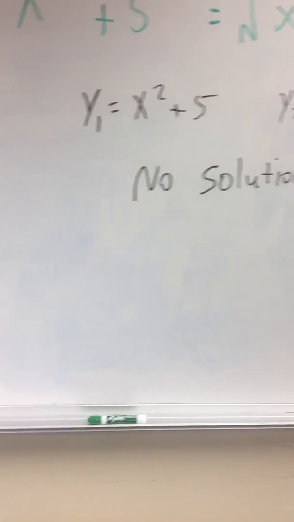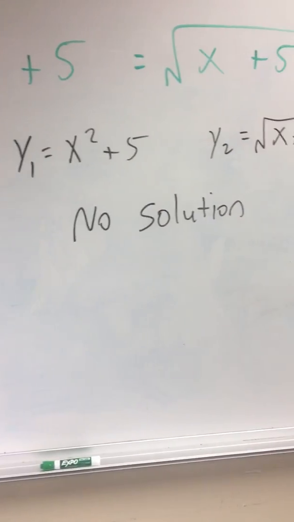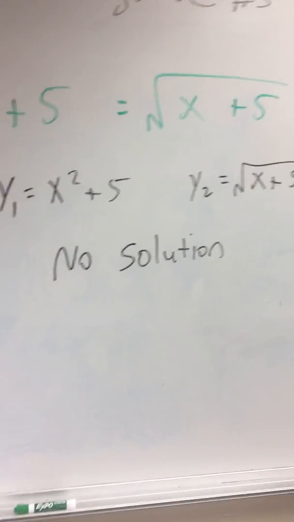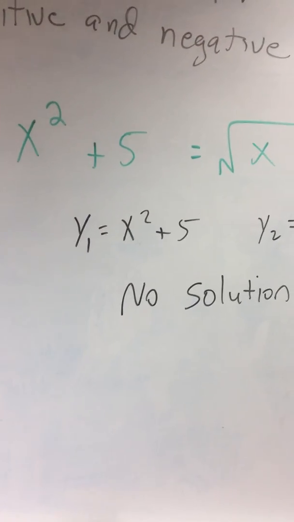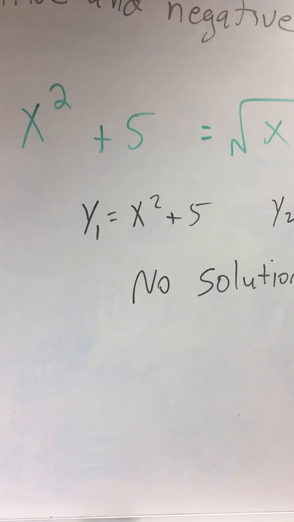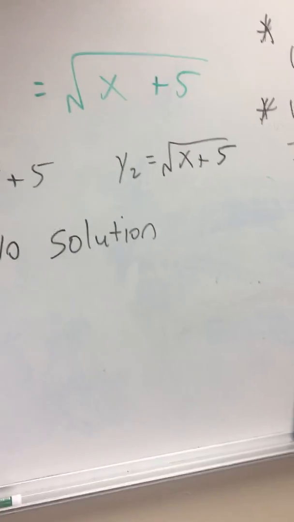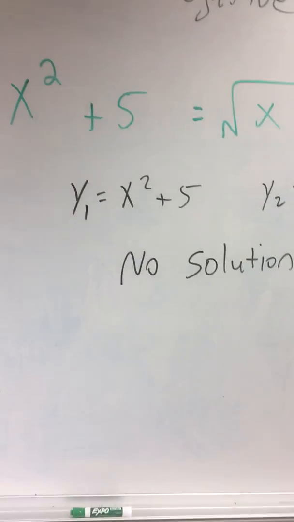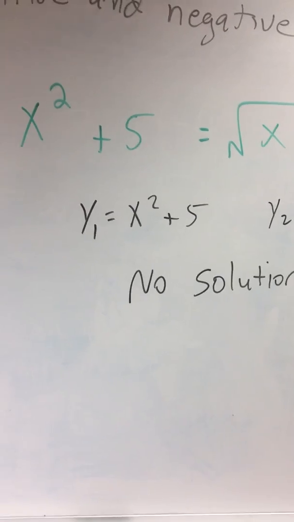All right, period. So again, there's ways to algebraically show it. That's not the purpose of what we're doing here. But when they cross, those are solutions. You need the x values. When they don't cross, it's no solution.